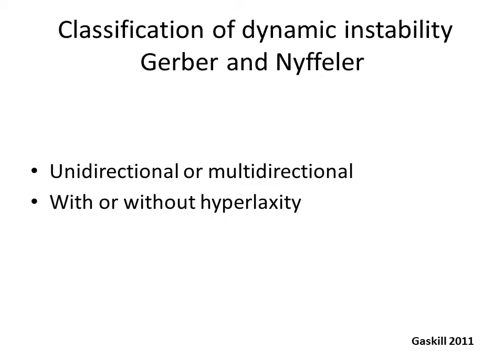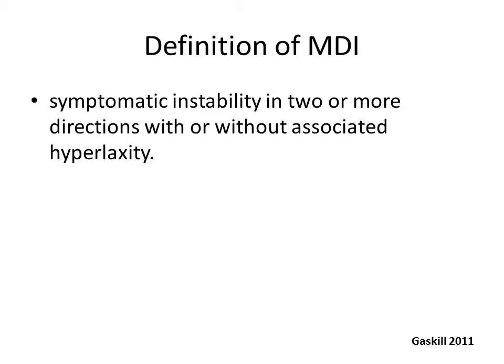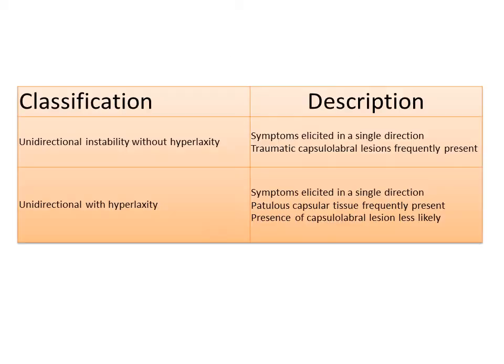A more modern classification of dynamic instability by Gerber and Nyffeler describes either unidirectional or multidirectional instability with or without hyperlaxity. We can define multidirectional instability as symptomatic instability in two or more directions with or without associated hyperlaxity. So, unidirectional instability without or with hyperlaxity.